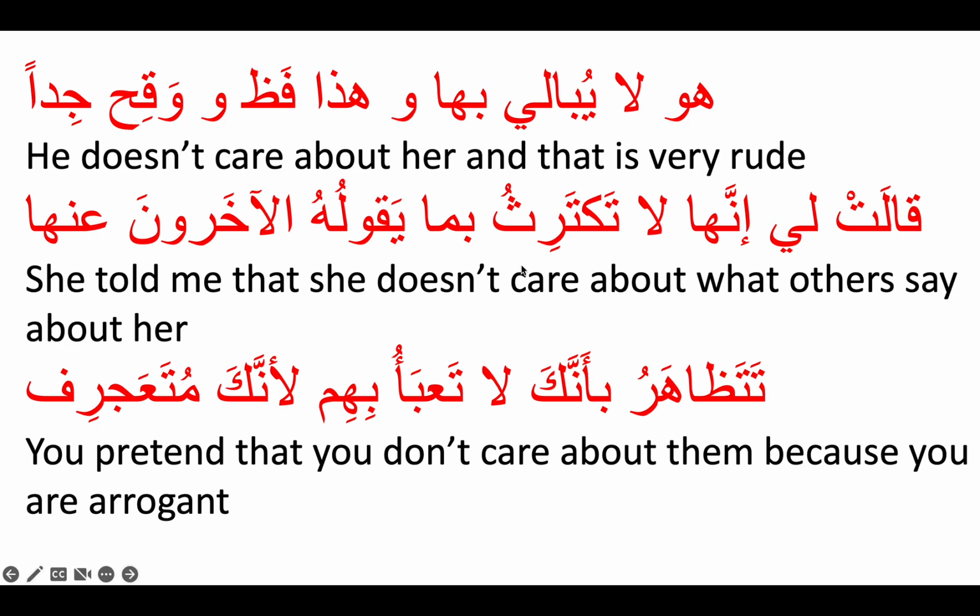Next one. تتظاهر بأنك لا تعبأ بهم لأنك متعجرف. You pretend that you don't care about them because you are arrogant. Now, a fantastic verb in Arabic. This is a form 6 verb. تظاهر يتظاهر. It means to pretend. بأنك, that you. Okay, ka is anta. So بأن plus anta. بأنك لا تعبأ بهم, about them. Be plus hum becomes بهم.